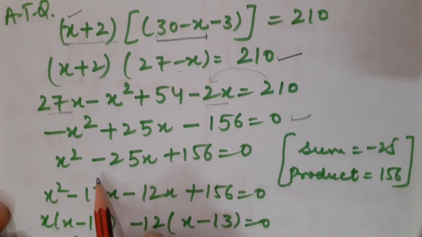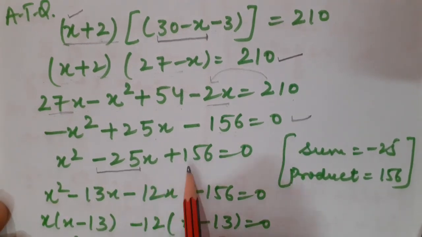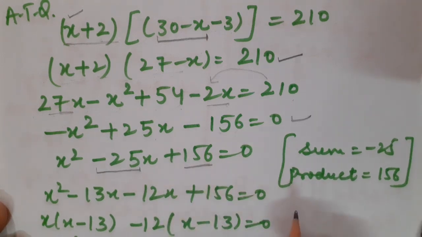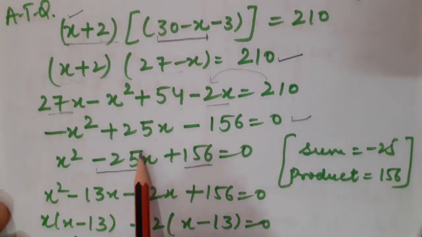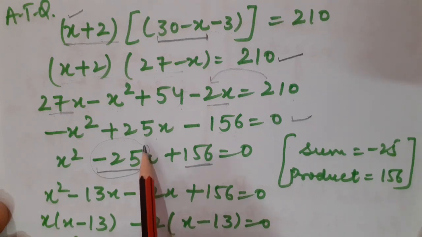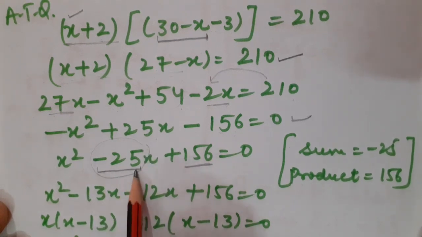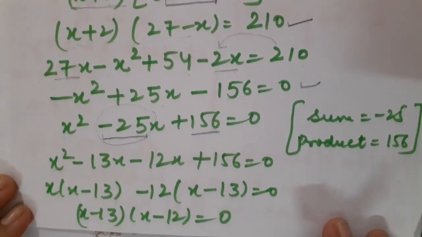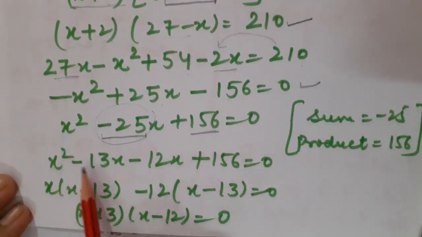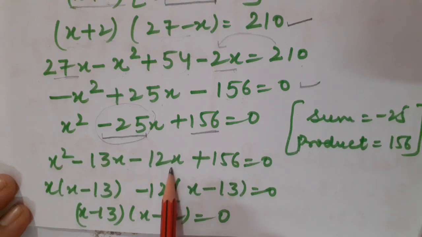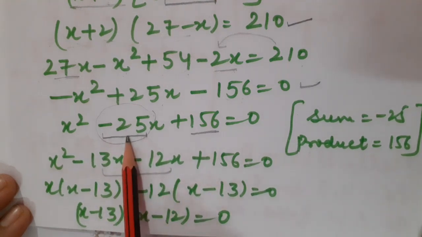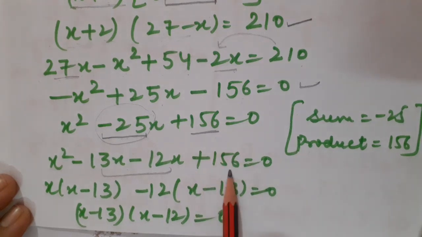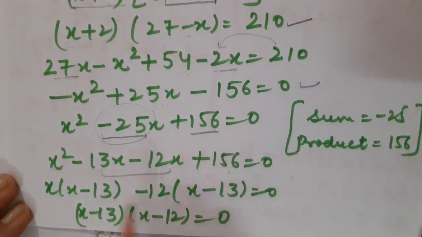Fine. The sum should be minus 25 and the product should be 156. Children, if somewhere you are stuck in applying the factorization method or in splitting the middle term, then you can go with the quadratic formula also. Correct? Okay. So this is x square minus 13x minus 12x, because their sum will be minus 25 and product will be plus 156. Plus 156 is equal to 0.